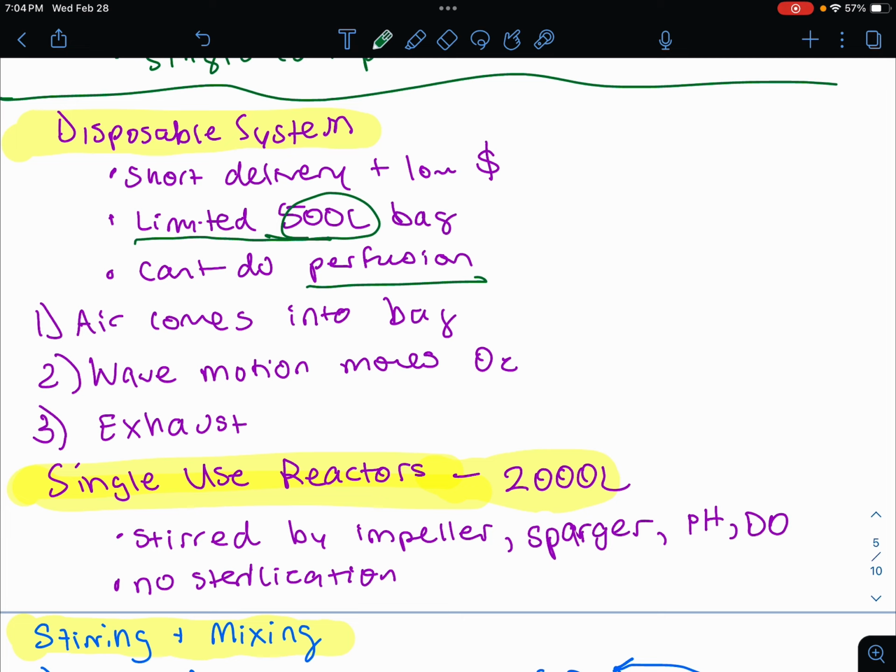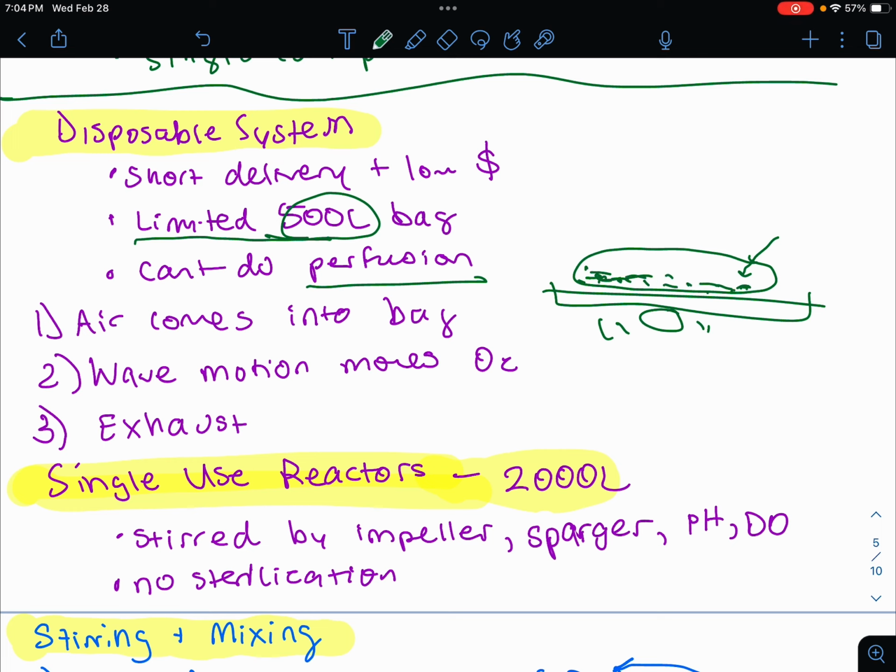So principles again of the wave bioreactor, you have this platform that's going to rock back and forth. So air comes into the bag. Let's draw that. Air comes into the bag, and then you're going to have a wave motion. So this is going to rock back and forth. And then as that wave motion happens, you have the cell culture and the media getting agitated here. And this is going to move the oxygen around. And then you have your exhaust air coming out at the other end.